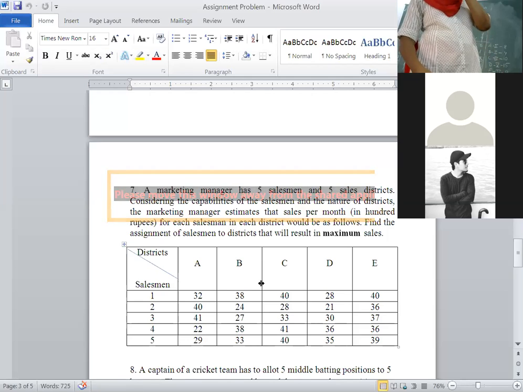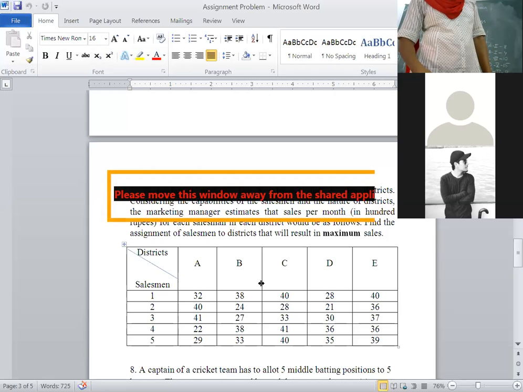Do you feel you need 1 or 2 sessions, videos related to assignment problems? How many students want videos for assignment problems? Nobody? Aditi? Okay, Kshitija, right.